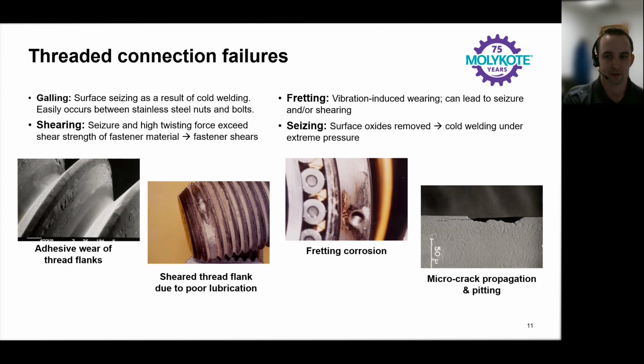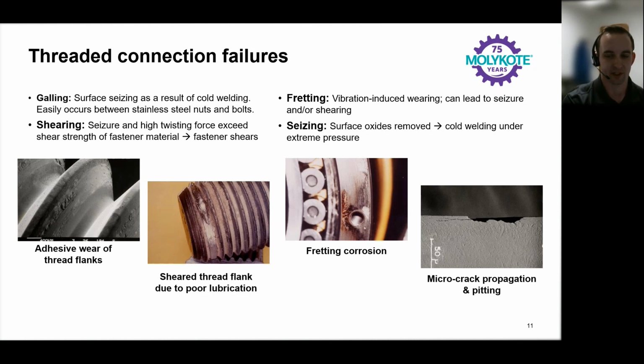Then we have shearing. Shearing happens when the torque results in fastener twisting. This can cause high friction between surfaces, which results in seizing. Once the shear strength of the material is passed, the fastener will shear. And you can see in the second image an example of what this shear failure looks like. Then we have fretting. Fretting is due to vibration. As the materials vibrate against each other, they vibrate through the oxide layer, causing corrosion. You can see in the third picture that it's starting to form around that bolt hole.